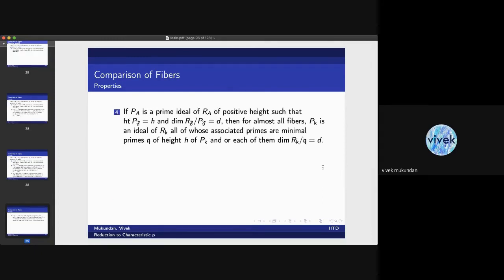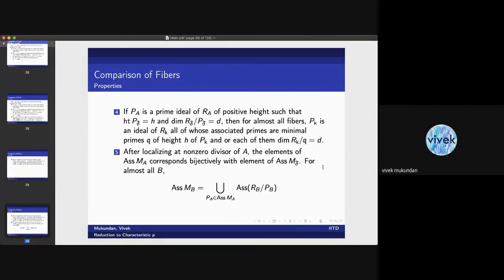So if PA is a prime ideal of RA of positive height, where the height of P is H and the dimension of P is D, then for almost all fibers, PK is not necessarily a prime ideal, but you get the best thing. You get that all the associated primes are minimal primes Q of the same height H, and for each of them, the dimension of RK mod Q is D. So the height and the dimension, these invariants, can be preserved.